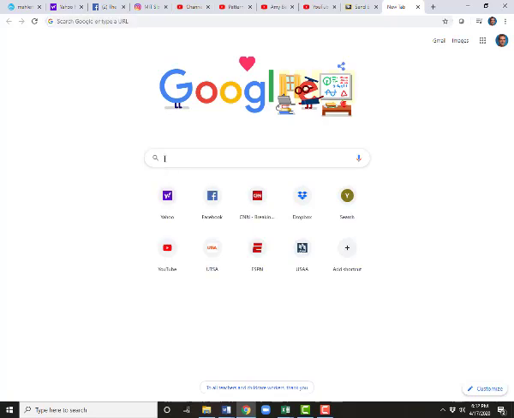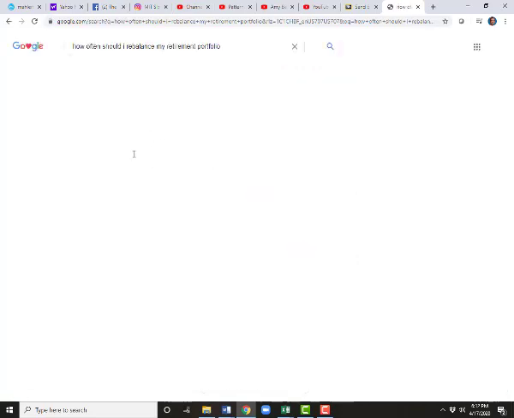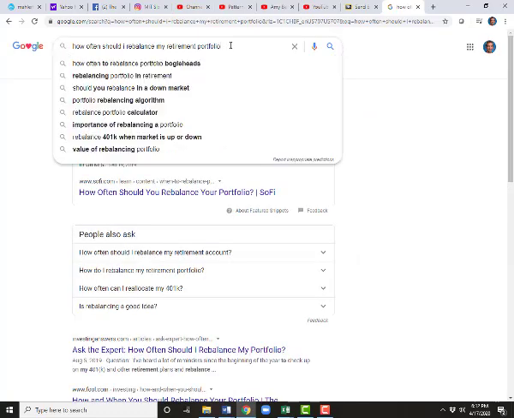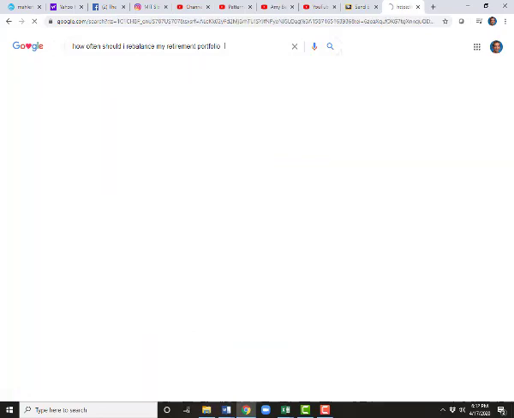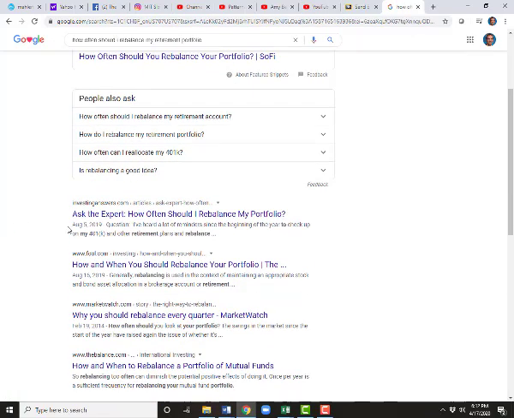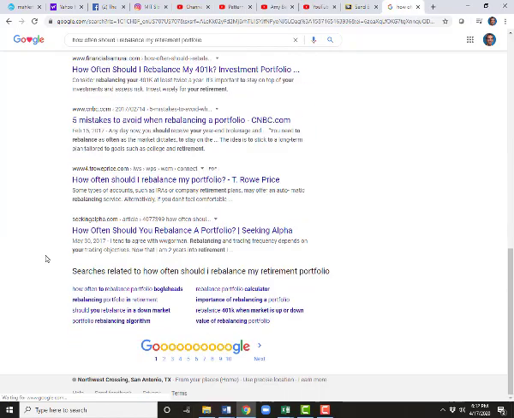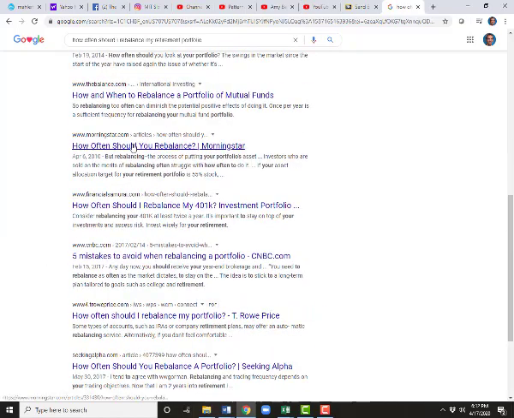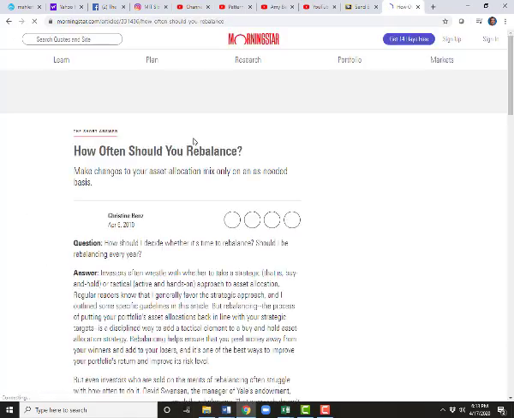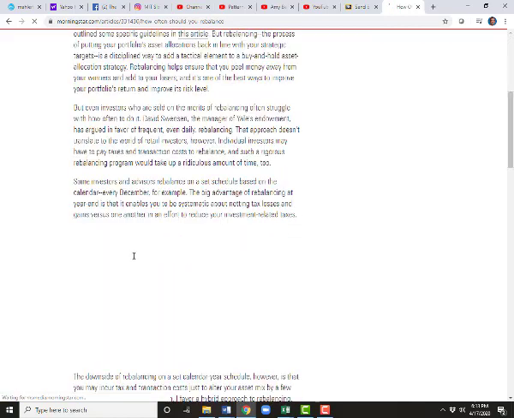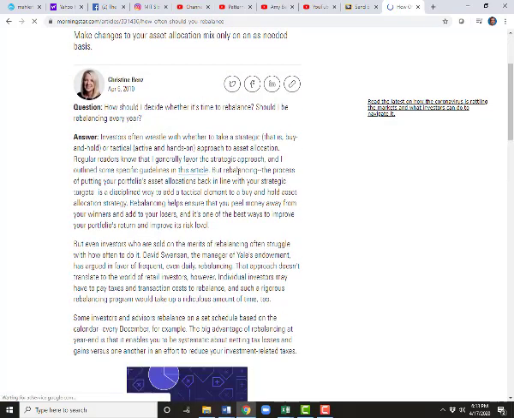You can even just do a Google search, just say, how often should I rebalance my portfolio? And there are thousands and thousands of articles that have been written on it. Here's a good one from Morningstar. Rebalancing. Answer: investors often wrestle with this.